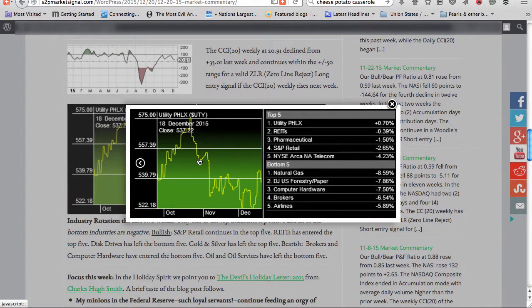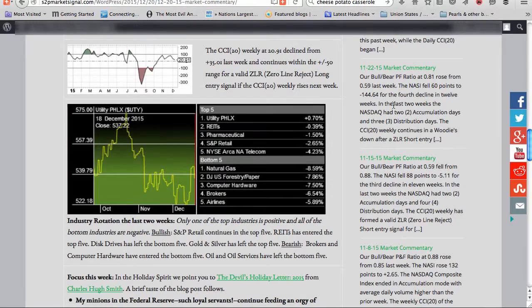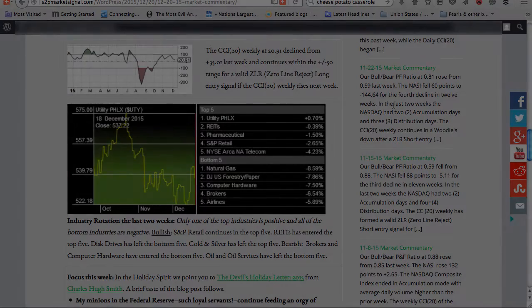Industry rotation the last 2 weeks. Only one of the top industries is positive, and all of the bottom 5 industries are negative. Bullish: S&P Retail continues in the top 5. REITs has entered the top 5. Disk drives has left the bottom 5. Gold and silver has left the top 5. Bearish: brokers and computer hardware have entered the bottom 5. Oil and oil services have left the bottom 5.